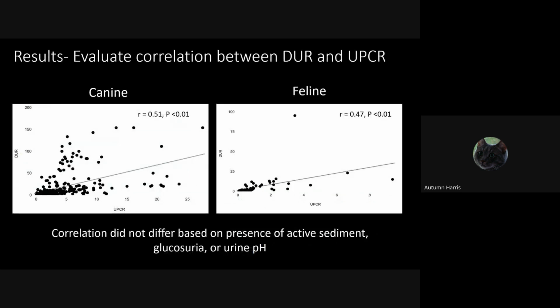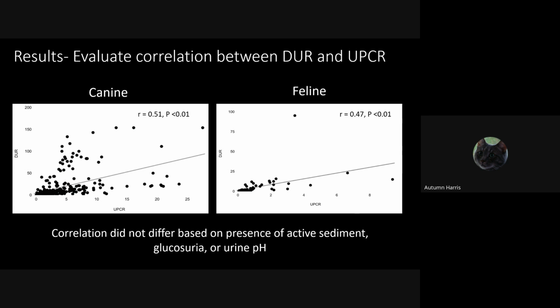So one of the main objectives of the study was to evaluate the correlation between the dipstick ratio and the UPC. And so these are the graphs. The one on the left is the canine samples, which has the UPC results on the x-axis, and then on the y-axis is the dipstick protein result. And they did find that there was a significant correlation between the two, but it was pretty weak with an R value of 0.5. And the cats had similar results as well, with the same setup with their graph over here, where the R value is 0.47 for the cats and was significantly different.